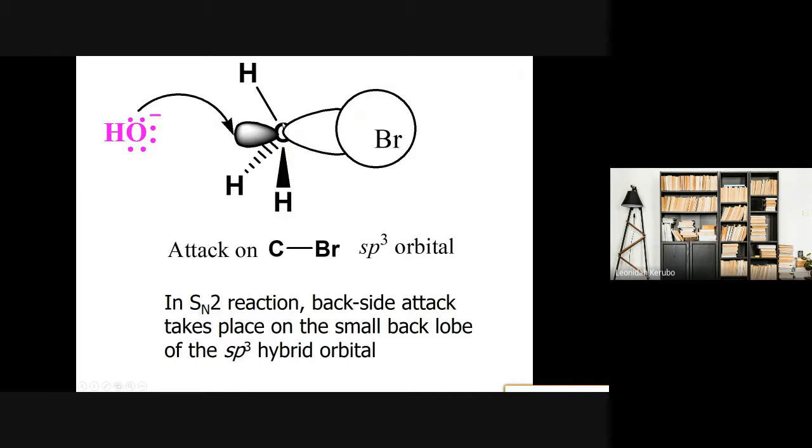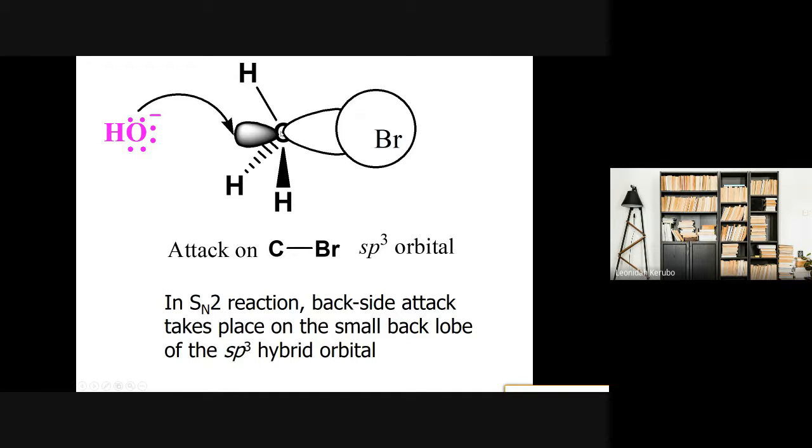So this is an example to elaborate that. This is an sp3 hybridized carbon orbital, which will overlap with the p orbital of the halogen. Remember, the sp3 hybridized orbitals have a bigger lobe, which overlaps to form covalent bonds, and then there's a smaller lobe which does not overlap with another orbital to form covalent bonds. So the attack of the nucleophile is from the backside, the smaller lobe of the sp3 hybridized orbital.